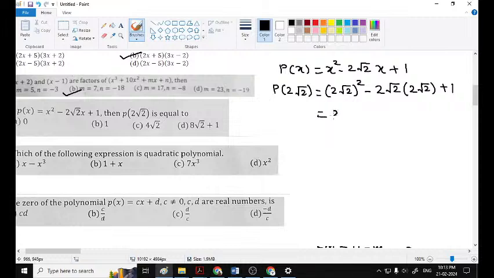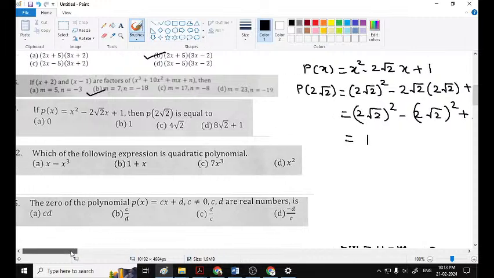plus 1. This is (2 root 2) square, and 2 root 2 into 2 root 2 is (2 root 2) square plus 1. These are exactly the same terms and their difference will be equal to 0, so our answer is 1.